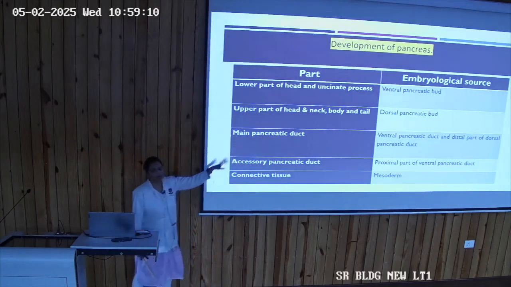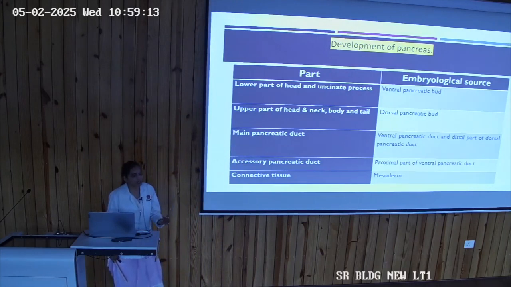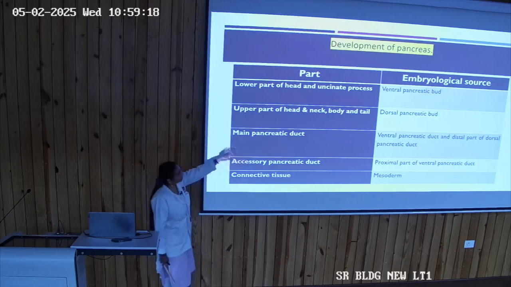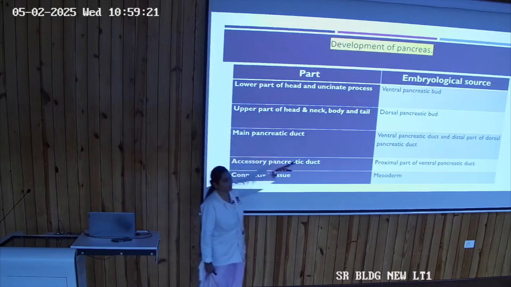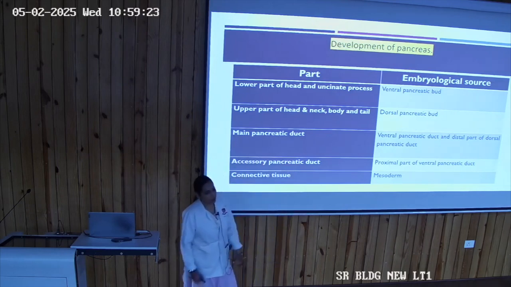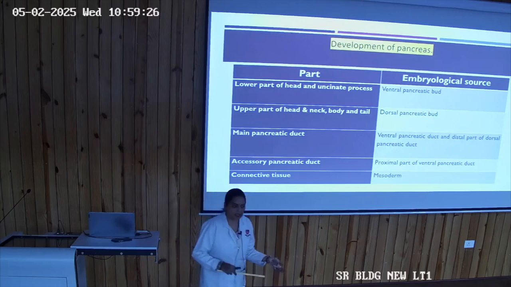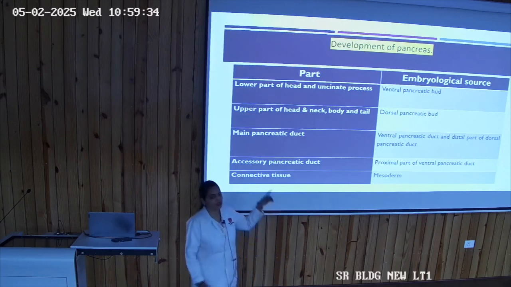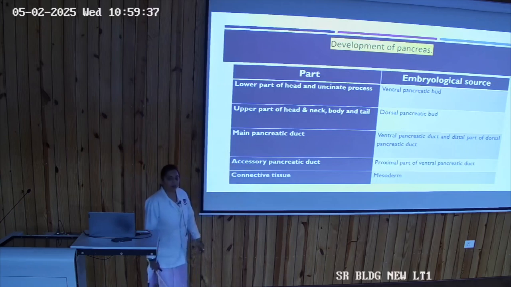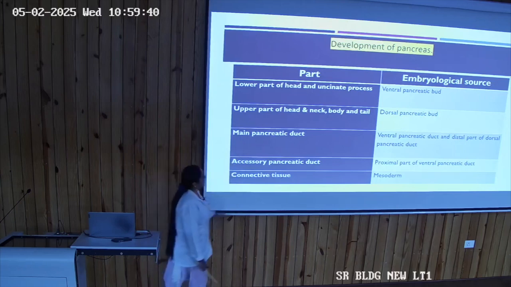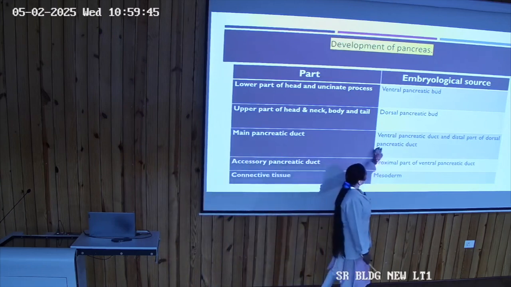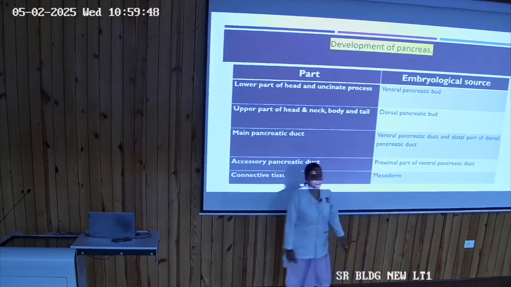The lower part of the head, because the ventral part goes downwards, so the uncinate process lies inferiorly, and the lower part of the head is formed by the ventral pancreatic duct. Then the upper part of the head, neck, body and tail is formed by the dorsal. Most of the pancreas is formed by the dorsal pancreatic duct, including the upper part of the head, neck, body and tail, except the lower part of the head and uncinate process, which is formed by the ventral pancreatic duct. The main pancreatic duct is basically the union of the ventral pancreatic duct and the distal part of the dorsal pancreatic duct.